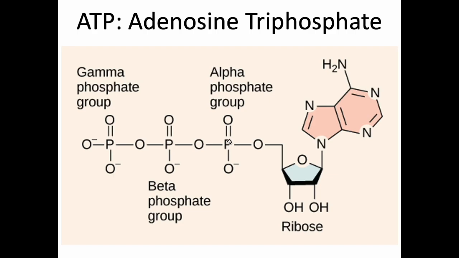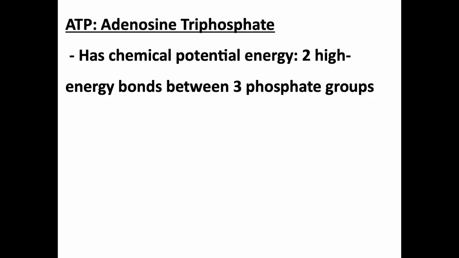Importantly, the bond between this final phosphate and the sugar is not a bond we care about. It's not one of those high energy bonds. So there are 3 phosphates here in this chemical compound, but there are only 2 high energy bonds: the one between these 2 phosphates and the one between these 2 phosphates. So ATP has chemical potential energy.